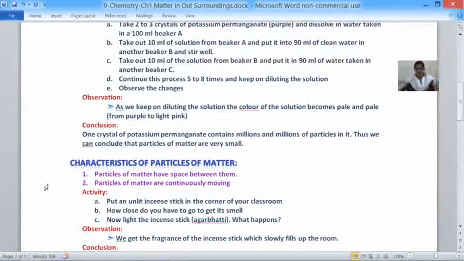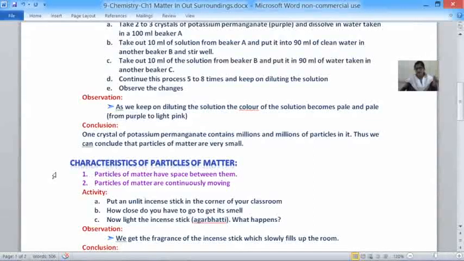Now, our second activity is on the second characteristic of particles of matter: particles of matter are continuously moving. For that, we have to perform another activity. We have to put an unlit incense stick in the corner of your room. Unlit incense stick means, actually what do you mean by incense stick? It is agarbatti stick, and it should not be lighted, okay, and then we have to keep it in the corner of your classroom.